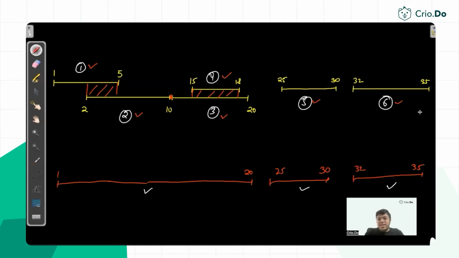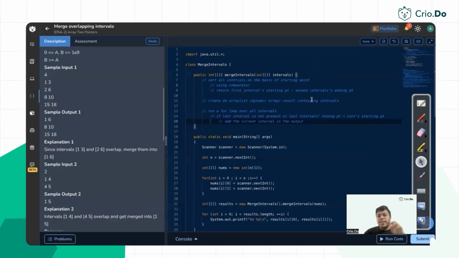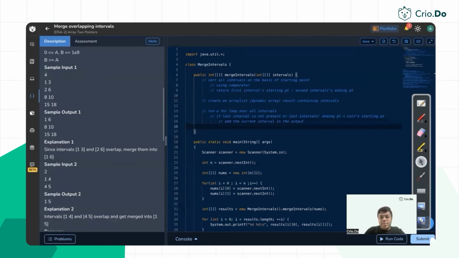What we are saying is, for the first interval, since the previous interval does not exist, do not merge it, just directly add it in the output. For this interval, since the previous interval's ending point is lesser than the current interval's starting point, do not merge it, add it in the output. So these two scenarios, where we do not merge, that is non-overlapping, we have to add in the output.